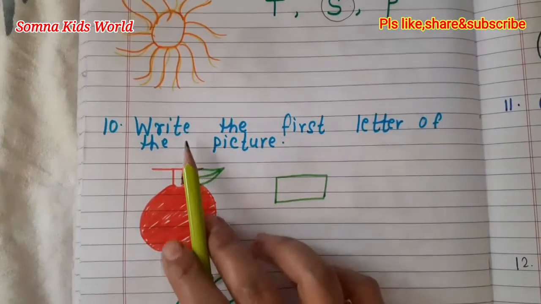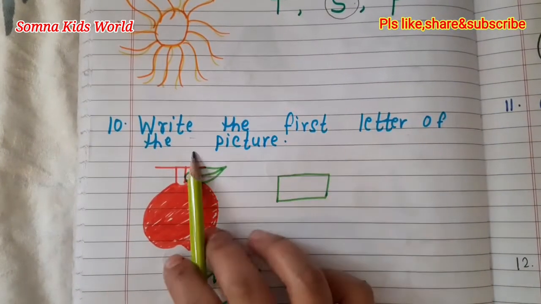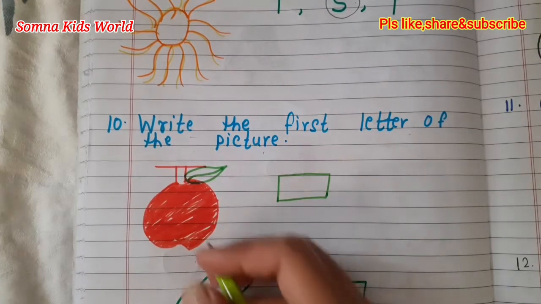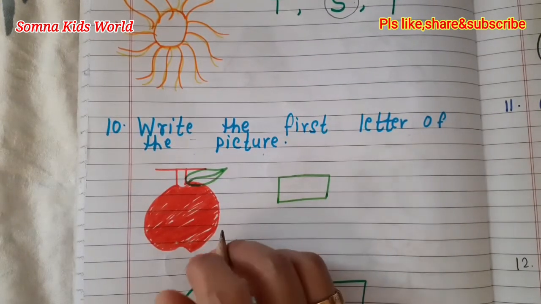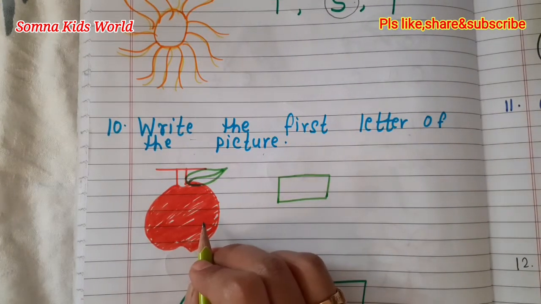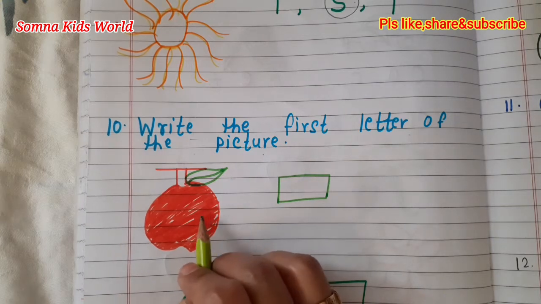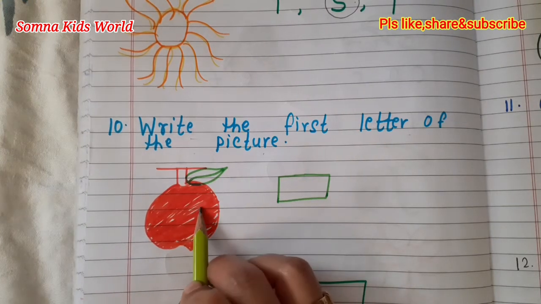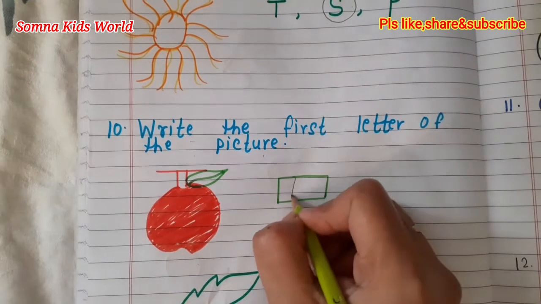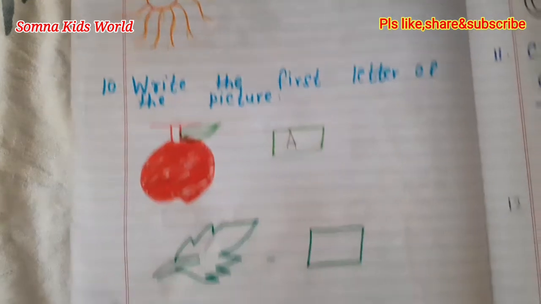Next one is, write the first letter of the picture. So here they have to see and they have to write the first letter. As it is the first letter, the kids need to write with capital letters. Like this is a picture of an apple. So apple starts with letter A. So need to write here A.